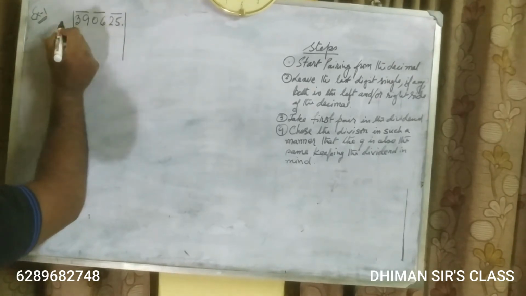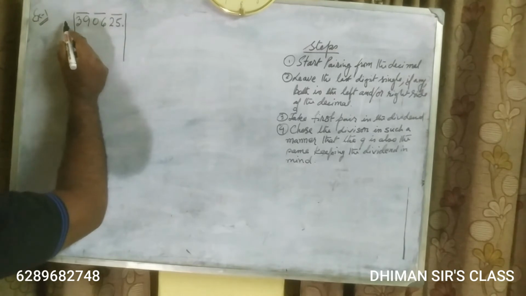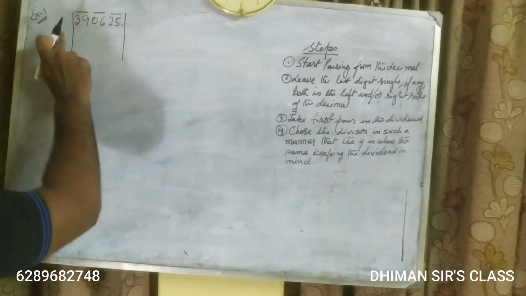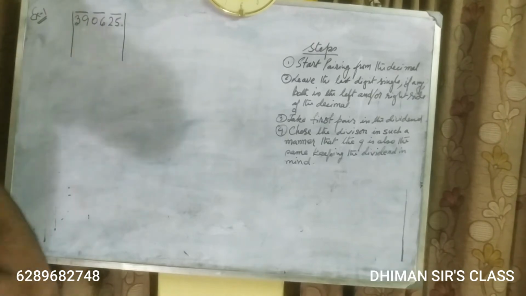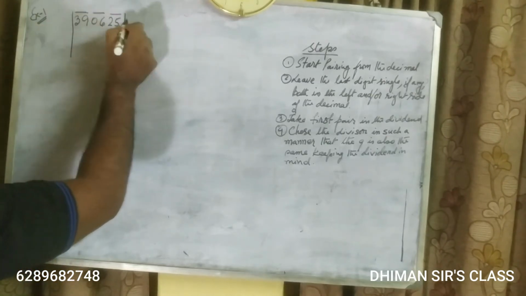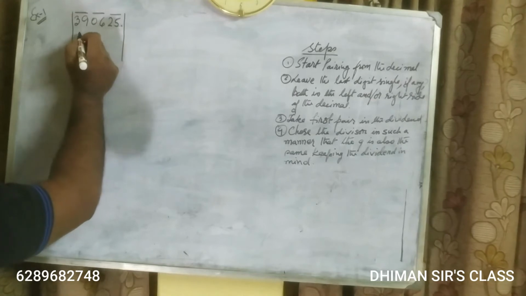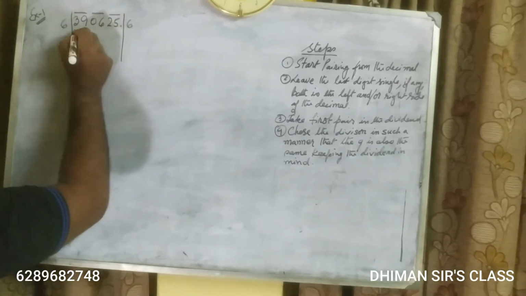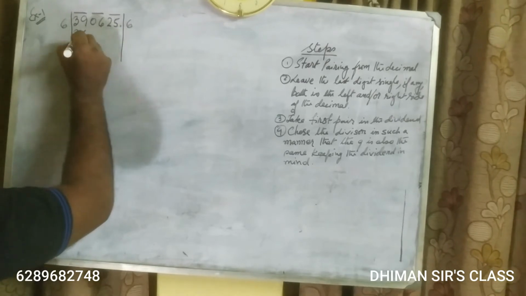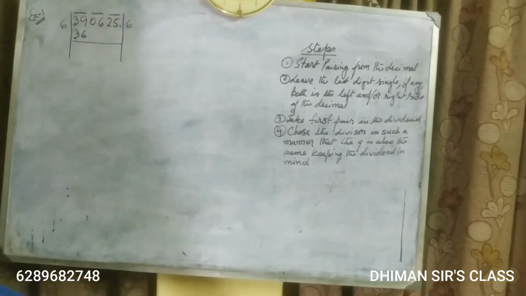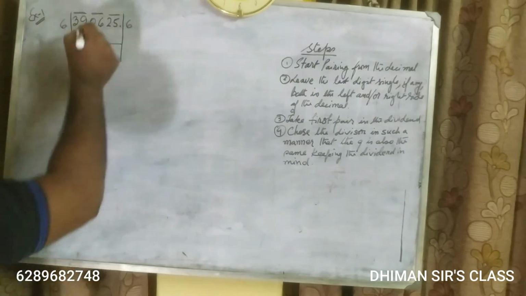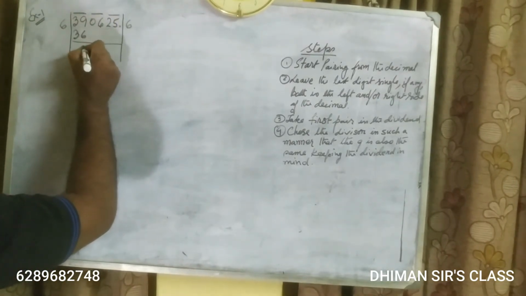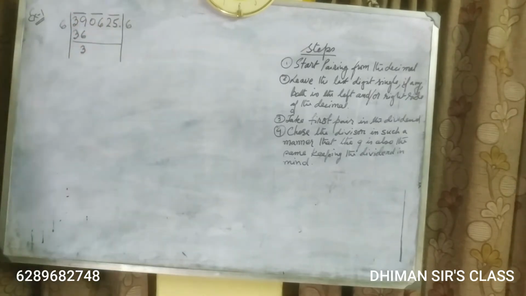That means 3 threes are 9 only, but we have to reach up to 39. So 7 sevens are 49, it is becoming more. So let us come to 6 sixes are 36. Clear, students? Now subtract as usual. 39 minus 36 is 3.